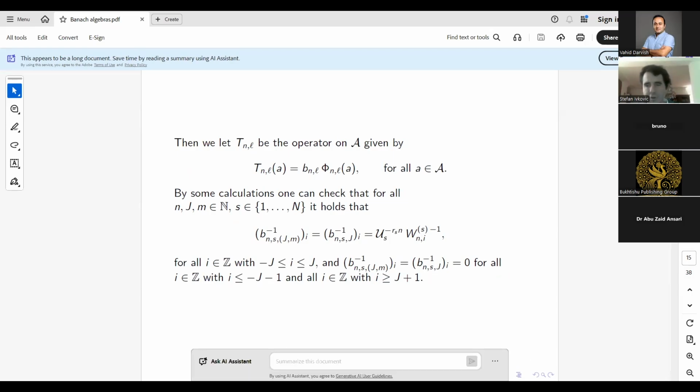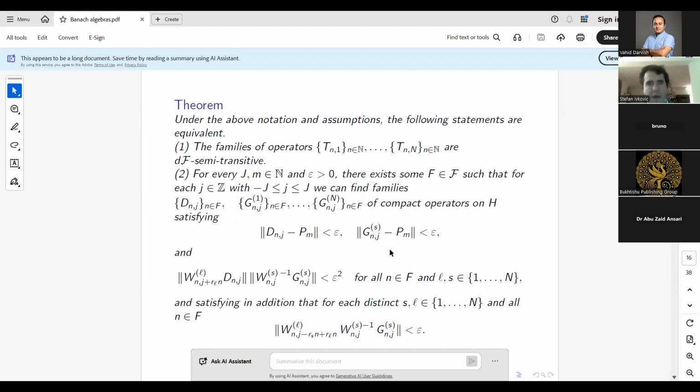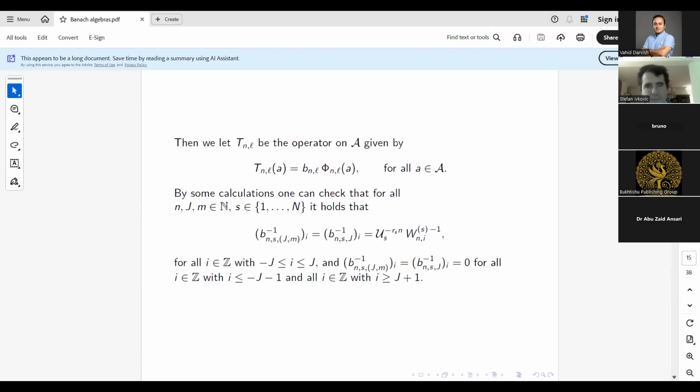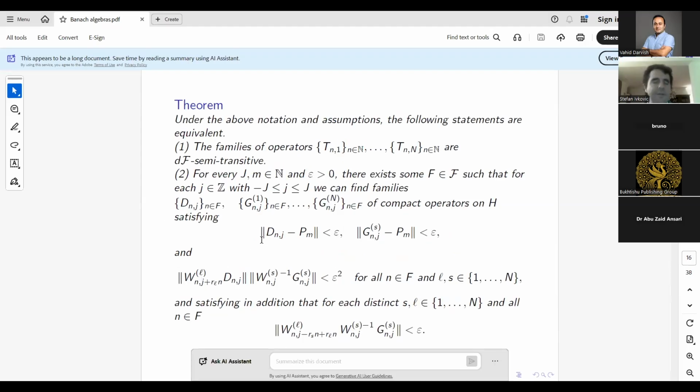So we have also this alpha inverse, and now we can characterize DF semi-transitivity of these families of operators. Of course, in this special case, when this family phi is the family of subsets of N which is finitely invariant, it reduces somehow to my published result in Philomath. Still, it is more general because it deals with DF semi-transitivity and not with hypercyclicity.